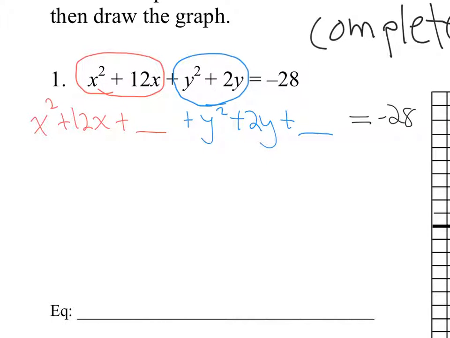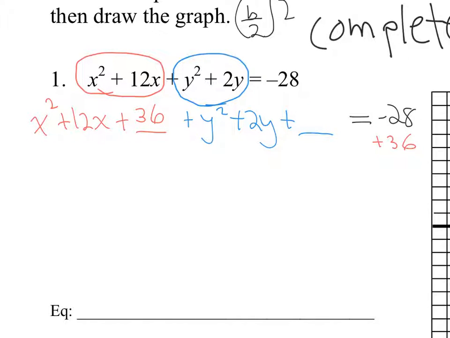So how do we get this number? Remember that little formula that we use. We do b over 2 squared. That gives us that new number. So if I look at my b here, this is 12. 12 divided by 2 is 6. 6 squared is 36. So that's the number I add here. But recall, I just added this number on the left side of the equation. So in order to keep this equation balanced, I need to do the exact same thing to the other side. I have to add 36 over here.